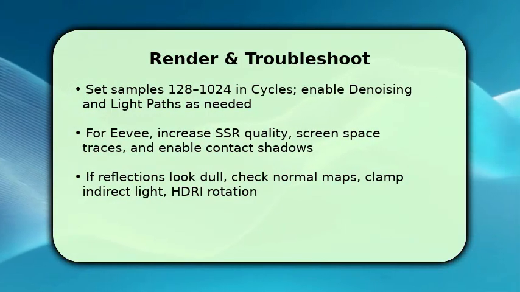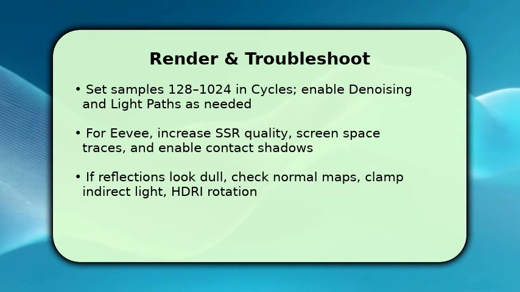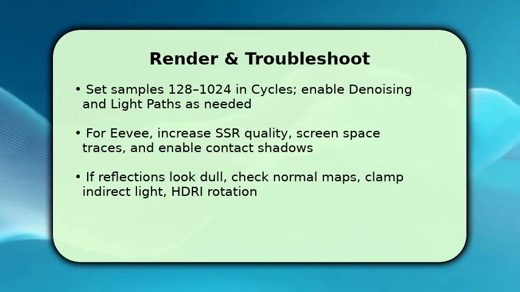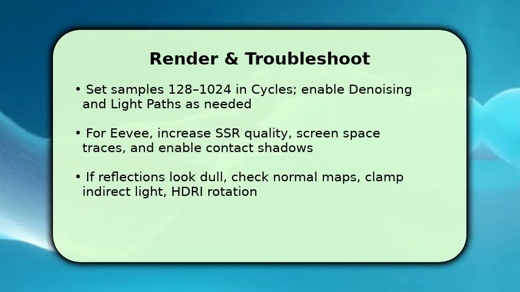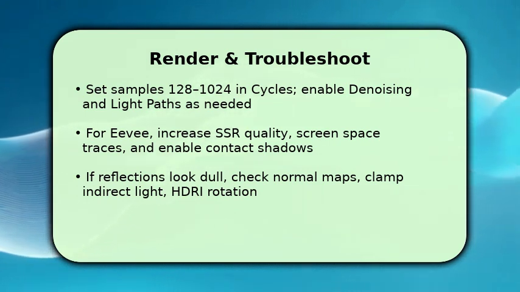Finish by tightening render settings and testing. In Cycles, raise samples to 128 or higher and enable denoising. Increase max bounces and glossy bounces so reflections resolve. For EV, boost SSR quality, screen space traces, and activate contact shadows to avoid floating highlights. Once rendered, composite exposure and glare if needed.